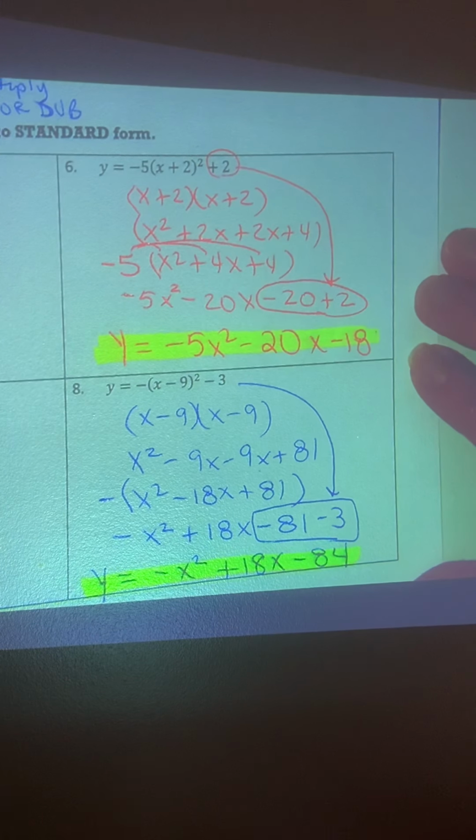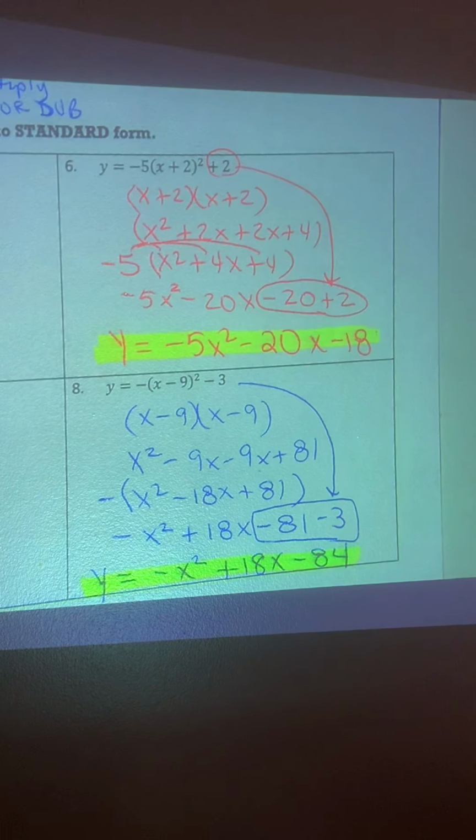So we just did 4 problems standard to vertex, 4 problems vertex to standard. For homework, you will have 10 problems, 5 and 5. This is not by Sophia. This will be a worksheet that you need to print out.